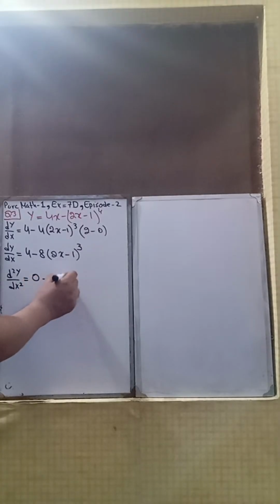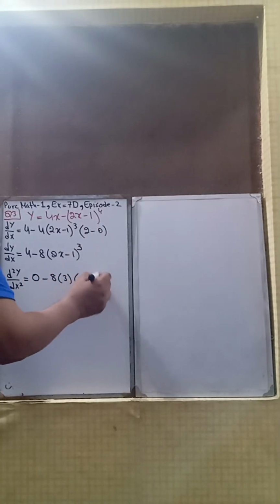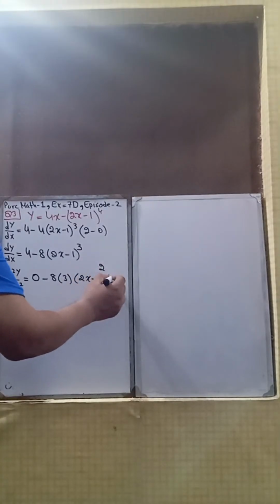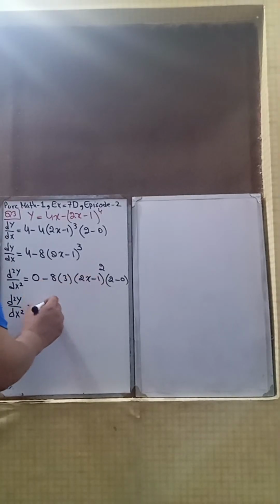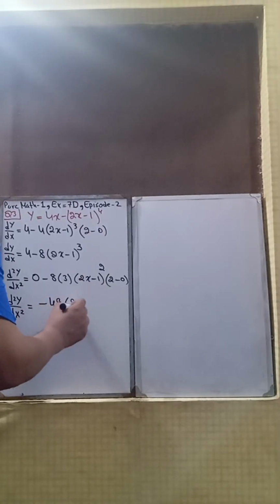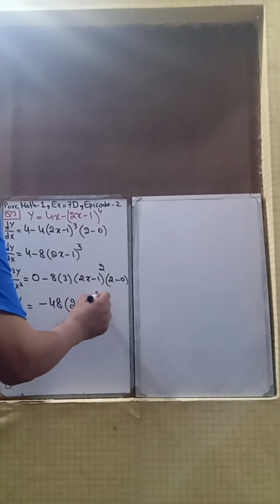Then they ask us to find the second derivative. So we have found this derivative. I will again differentiate it and I will find the second derivative. The second derivative is d square y by dx square. The derivative of the 4 is 0, minus 8 into 3 into (2x minus 1), decreasing the power by 1, and this is 2 minus 0. So d square y by dx square is equal to minus 48 into (2x minus 1) raised to power 2.